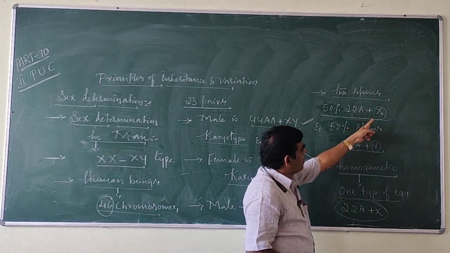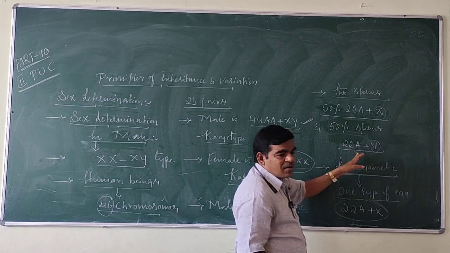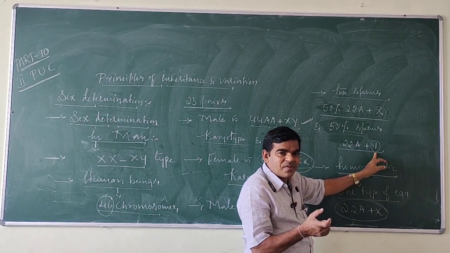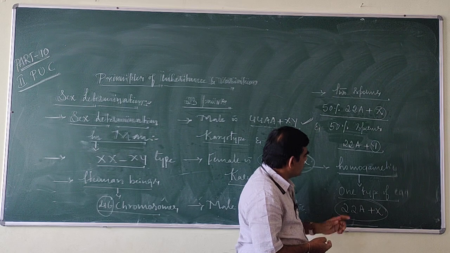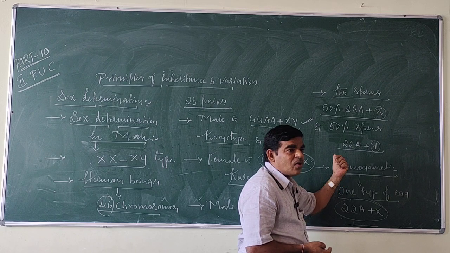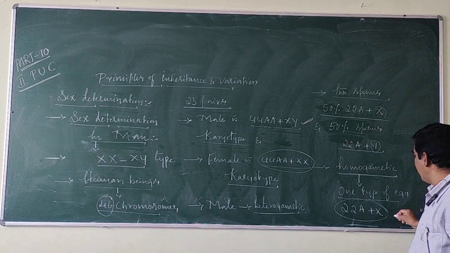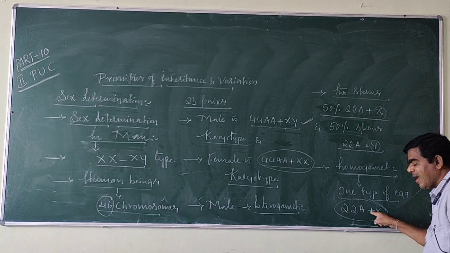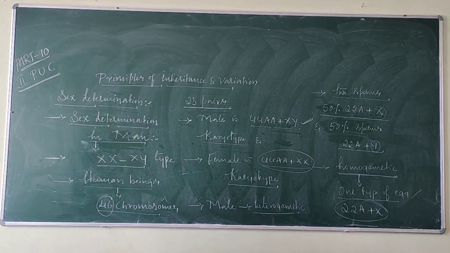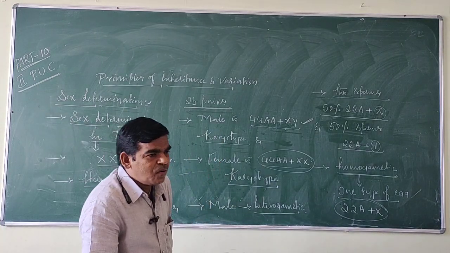So 22A plus X, 22A plus Y. Two types of sperms are produced. 50% of the sperms carry X chromosome, and the remaining 50% carry Y chromosome. So here males are heterogametic and females are homogametic. Females produce only one type of egg, 22A plus X.